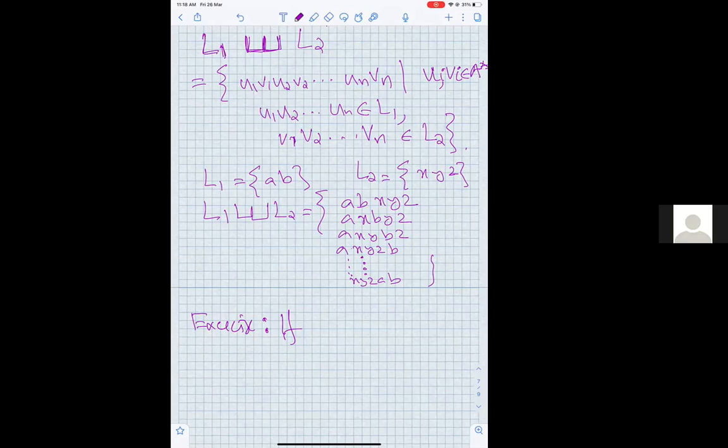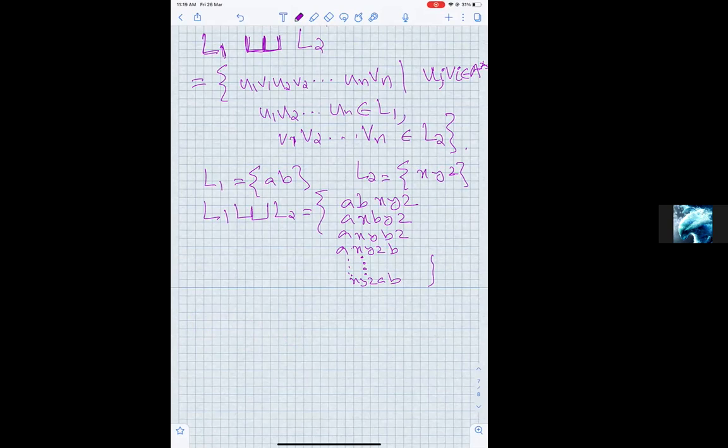Is that clear? Yeah. One way to write it would be L1 union epsilon, right? In your definition, if you put U1 through UN are in L1 union epsilon, and V1 through VN are in L2 union epsilon, would that be right? No, I think he's trying to say the concatenation of U1 to UN is in L1. It's just one word.